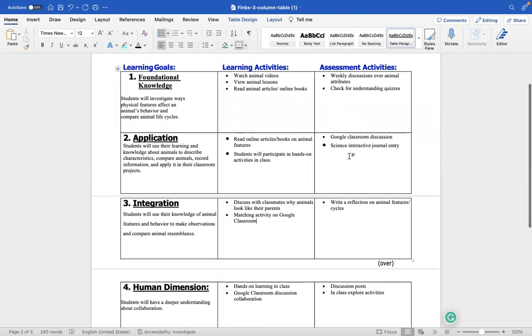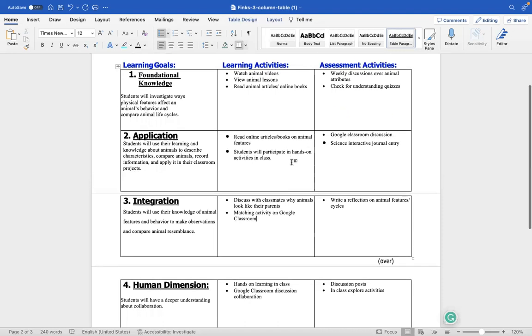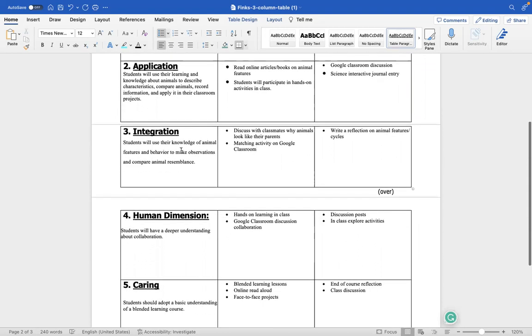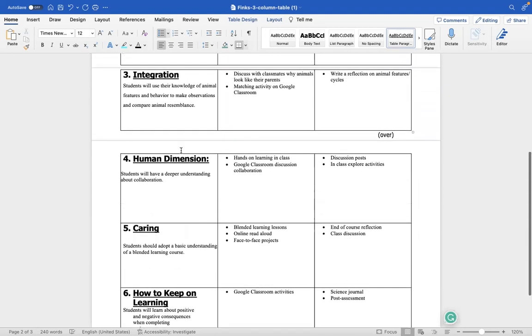Each learning goal has similar activities pertaining to that particular learning goal. There are 6 different ones.